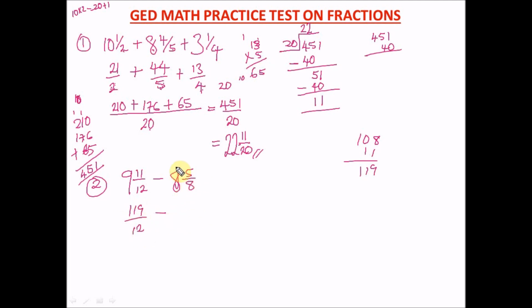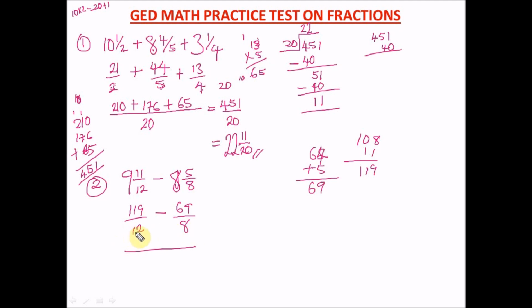Now converting this mixed fraction to improper, we have 8 times 8 is what? 64, and 64 plus 5. What's 64 plus 5? That will be 69. So we have 69 divided by 8. Okay, so what's the LCM here? What LCM, least common multiple, can we use here?